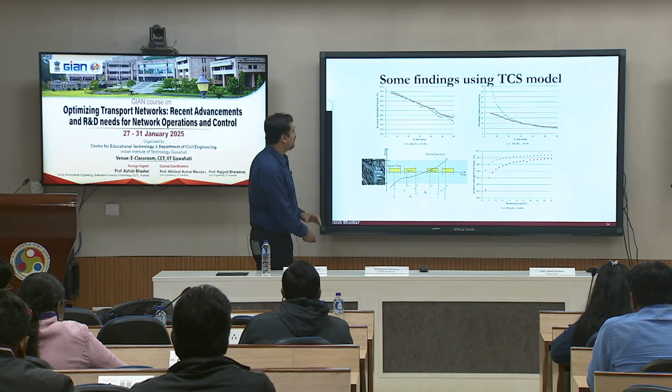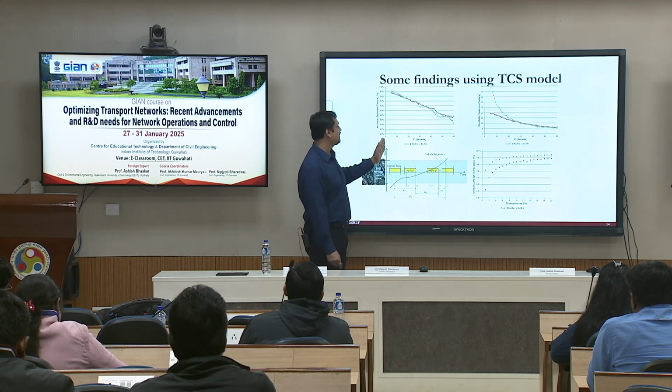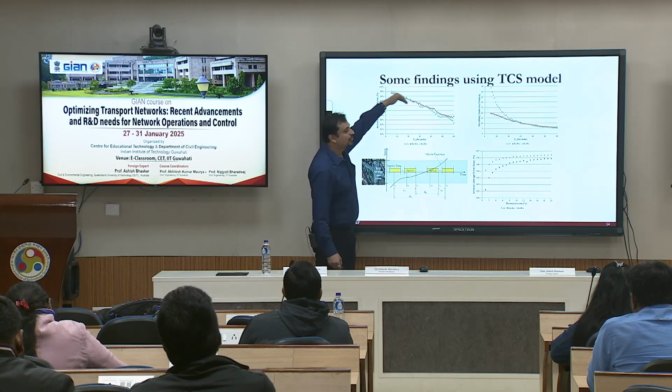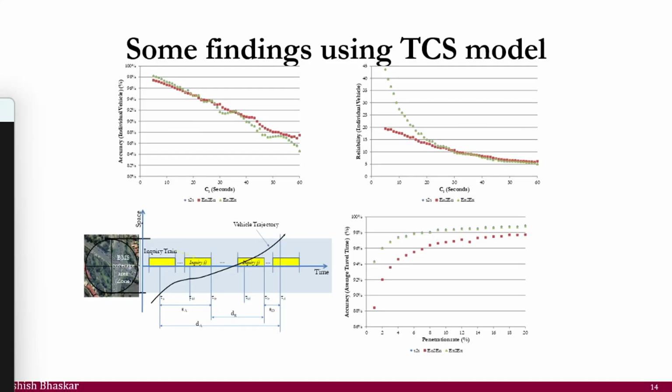I would like to show you what we tried to understand. Obviously, if the scan cycle increases, your travel time accuracy is going to decrease. That makes sense: a higher scan cycle gives more error. Similarly, if the scan cycle increases, the reliability of the travel time also decreases. The same applies to the penetration rate. As you increase the penetration rate, your travel time estimation accuracy increases. That makes sense. With a higher penetration rate, I have a larger sample size, and I will be able to have more accuracy in my travel time estimation.